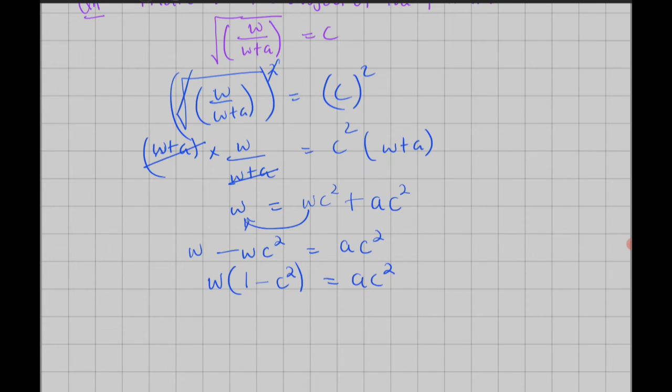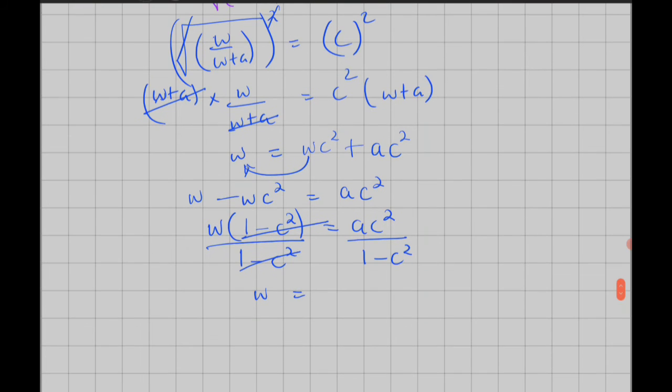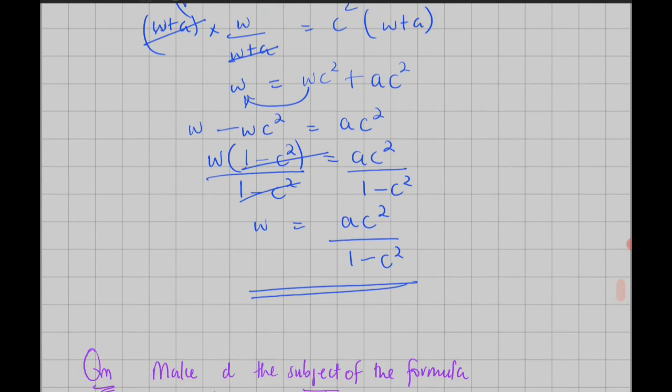We want to leave this side with w only, so we also divide both sides by 1 minus c squared. If you divide, these cancel each other, and you are left only with w. So w is equal to a c squared over 1 minus c squared. So this is how we make w the subject of the formula.